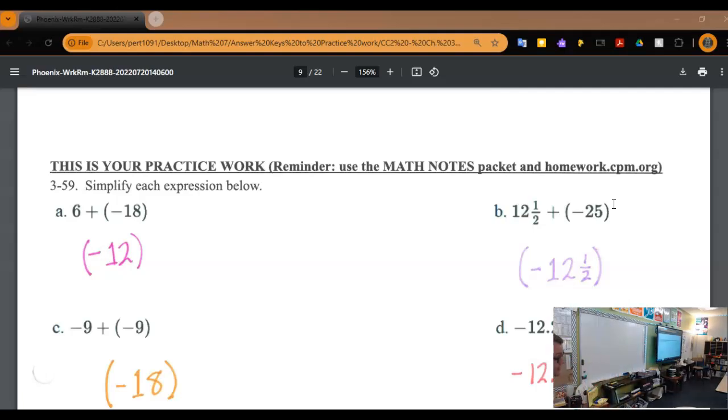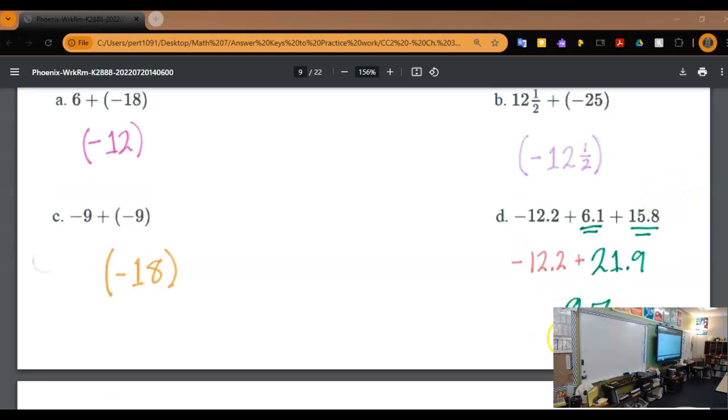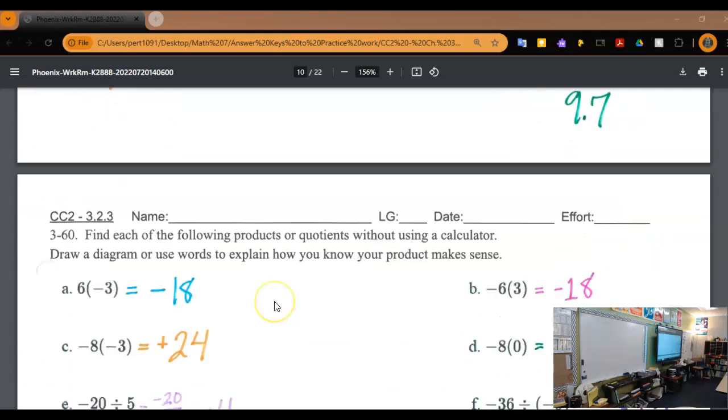Yes? Is it okay if you put 12.5? Sure. Okay, cool. Decimals. I guess I use decimals down here. All right, moving on to the back.